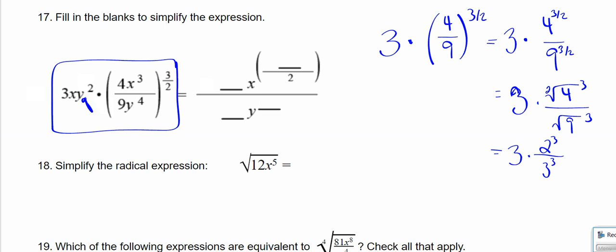There's a couple ways you can do this. If you recognize that this is 3 to the 1st times 2 cubed over 3 to the 3rd, then you can simplify this. 3 minus 1 is 2, and so it's 2 cubed over 3 squared, which if you simplify all the way, you get 8 over 9.